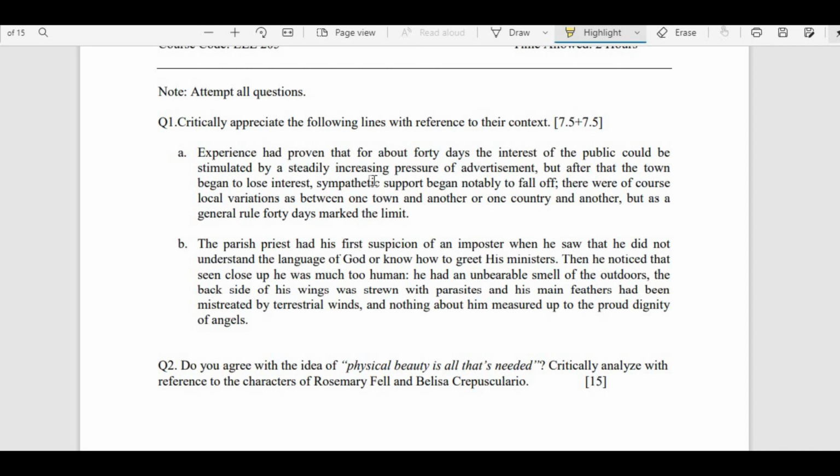And the second passage: the parish priest had his first suspicion, impostor. This is taken from the short story Old Man with Enormous Wings. You just read these lines.